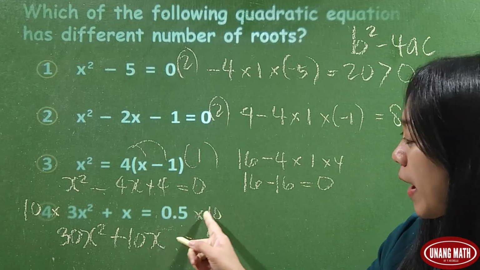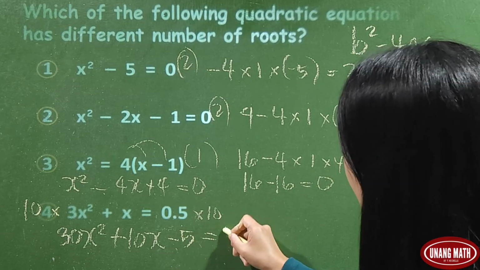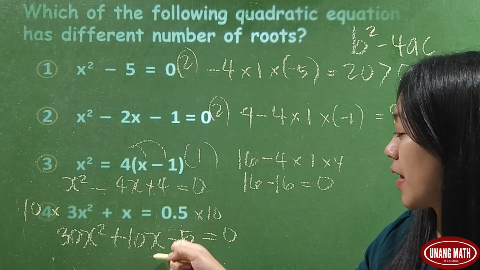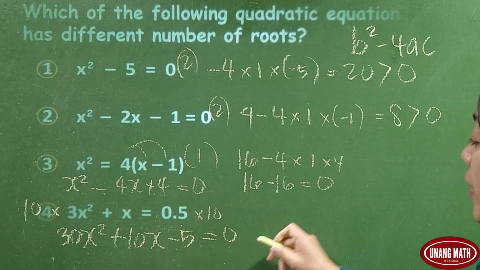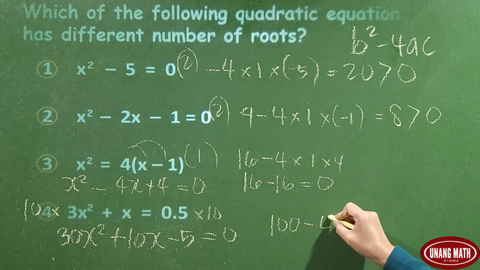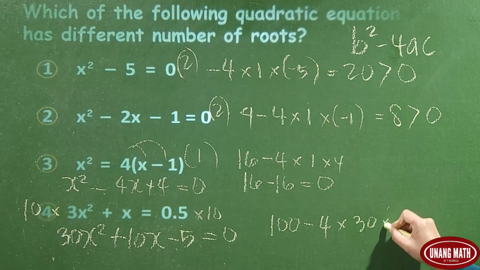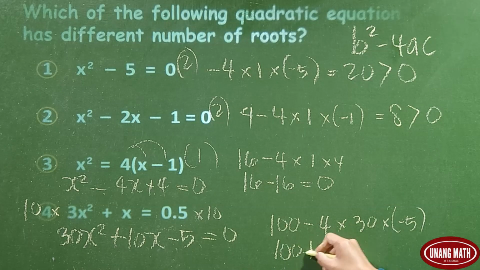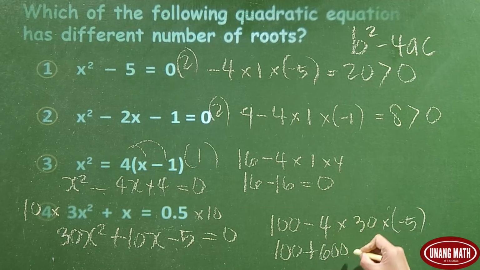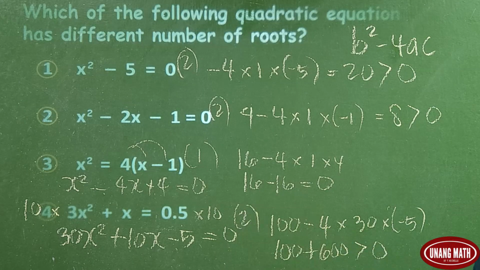But we will be moving 5 on the other side. That's why it's now minus 5. And then this is 0. So A is 30, B is 10, and C is negative 5. Okay, using discriminant, B squared, so 10 squared is 100, minus 4 times 30 times negative 5. And this is 100 plus 600, which is greater than 0. So it means this quadratic equation has two solutions.